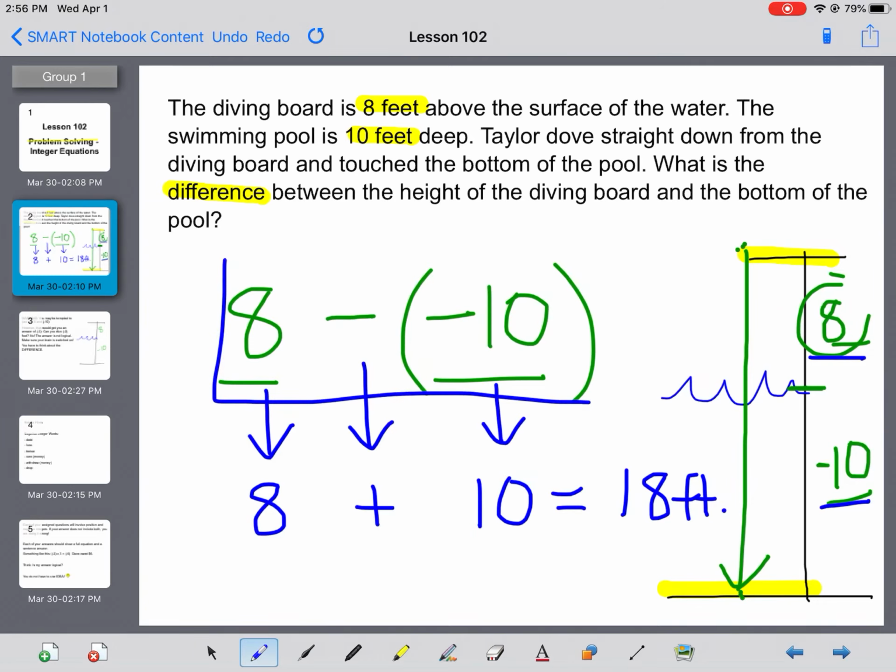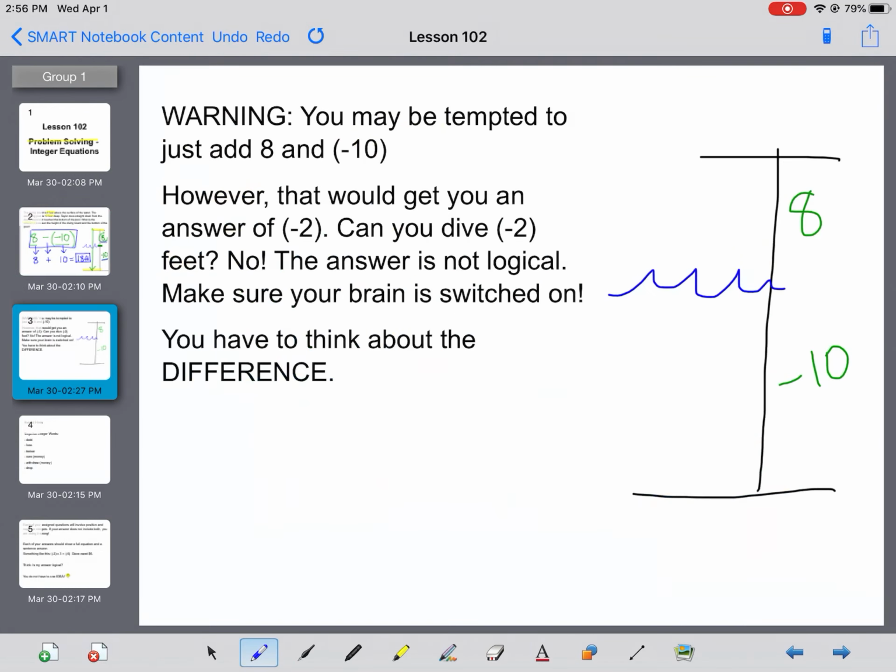Okay, so for today, the equation is going to be as important as the final answer. Okay, and in the answer key I'm going to post, I'm going to have an equation and an answer, so you need to have both of those things written down in your notebook.